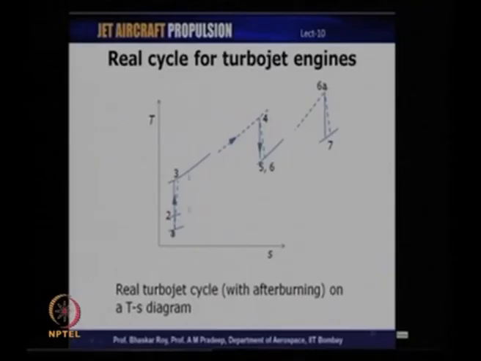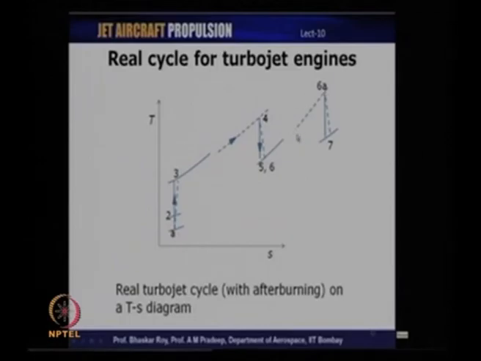So, in this cycle that we have shown here, this is a TS diagram. You can easily see that all up to station 5, it is exactly the same as that of a simple turbojet. After 5, we have afterburning taking place, and therefore, there is reheating of the exhaust products, and because of reheating, the cycle temperature is now higher than what it was earlier.